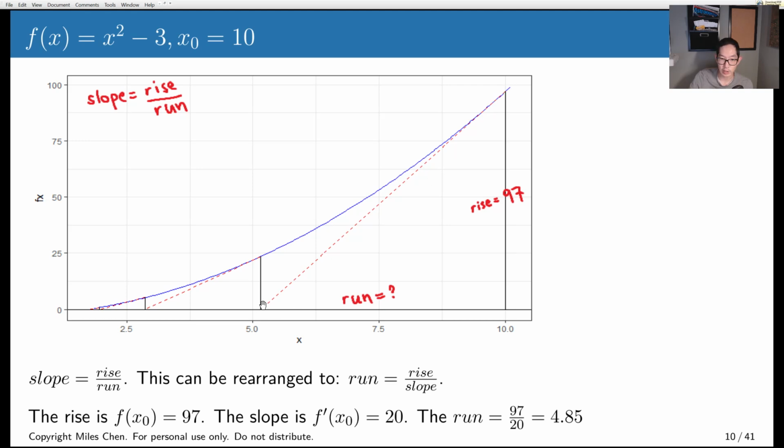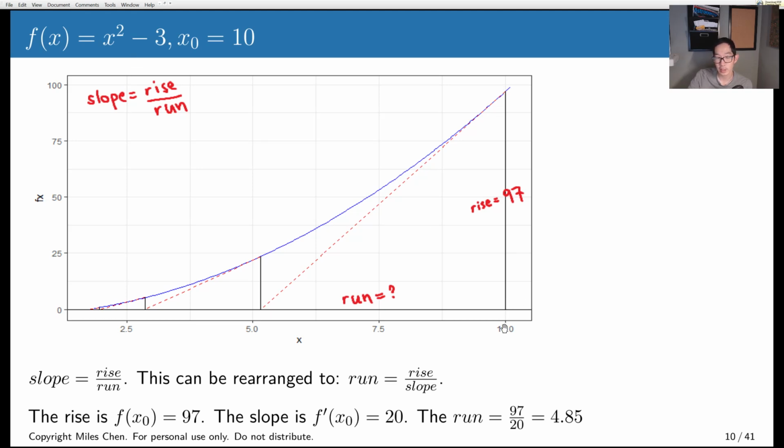So how do we know where the tangent line crosses the x-axis? Well, here we have a triangle, and I know the height of this side. This triangle has three sides. We have the rise, we have the run, which is the horizontal length of the triangle, and then we have the hypotenuse. The slope of this hypotenuse here is the rise, the vertical part, divided by the run, the horizontal length. And here, we know the value of the rise because I just plug in f of x0, and that gives me 97, right?